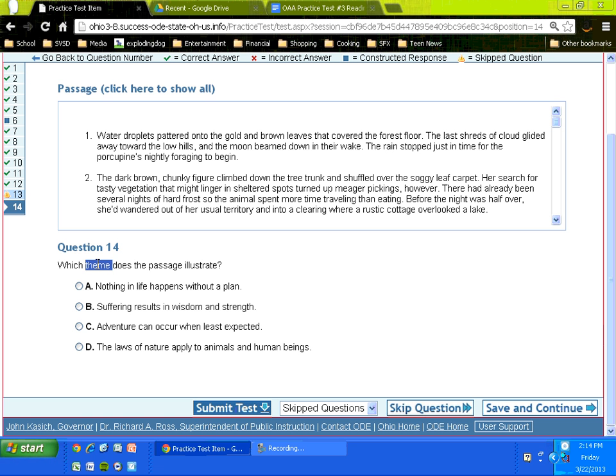There's nothing talking about the laws of nature, right? In order for there to be laws of nature, the porcupine would have had to have been wearing a hat and doing a dance, right? And trying to violate its nature. But actually, it's going along with its nature quite well. And there are no human beings in the story either.